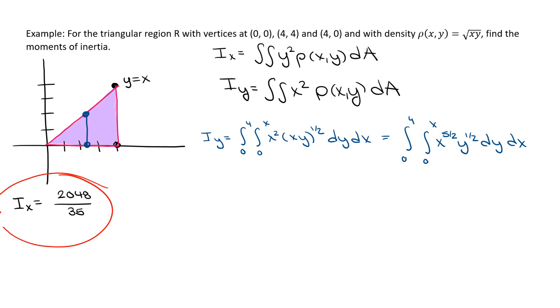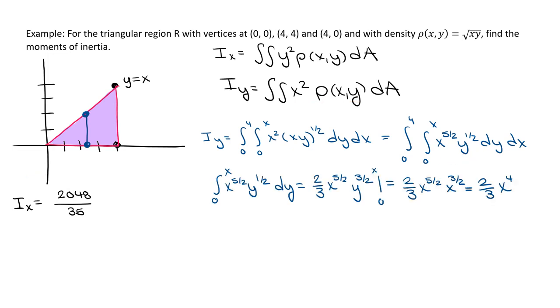And then I'm going to go ahead and find my moment of inertia about the y-axis. I'm going to set up my integral the same way. My bounds of integration are the same because we're talking about the same region. So y values go from 0 to x, and x values go from 0 to 4. The difference is we're now going to integrate x squared times our density function. x squared times x to the 1/2 is x to the 5/2, and then we have a y to the 1/2. We'll integrate with respect to y first.